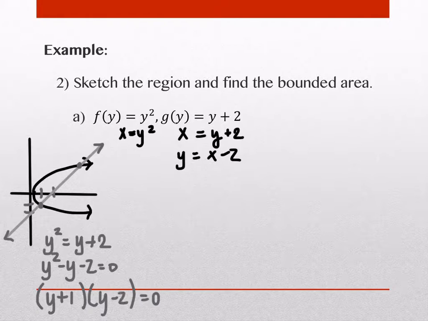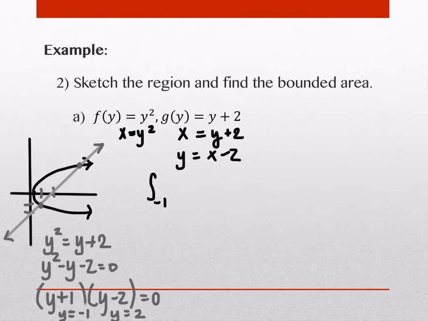+1 and -2. So the two y values here that we get are y equals -1 and y equals 2. Of course, those are the y values, and because our integration that we're about to do is with respect to y, we're in good shape to use those, right? So our integral that we're setting up will be the integral from y equal -1 to y equal 2.